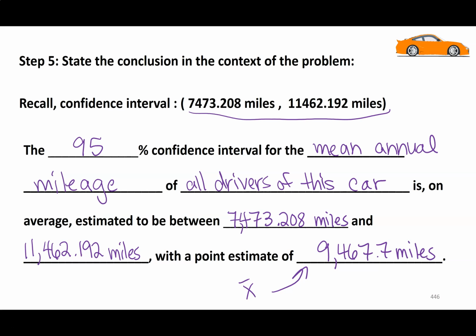So looking here, 95% confidence interval for annual mileage of this car is between roughly 7,400 and 11,400 miles per year. So I don't know. They're not driving this car a lot of miles per year. At least it doesn't appear to be. It doesn't sound like it's a commuter car.